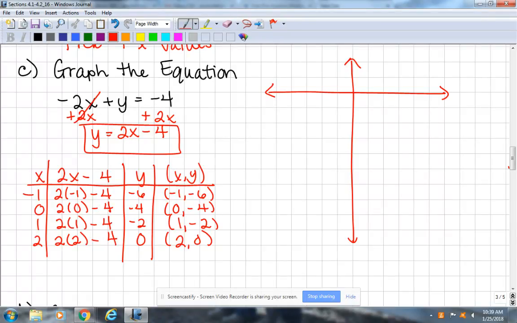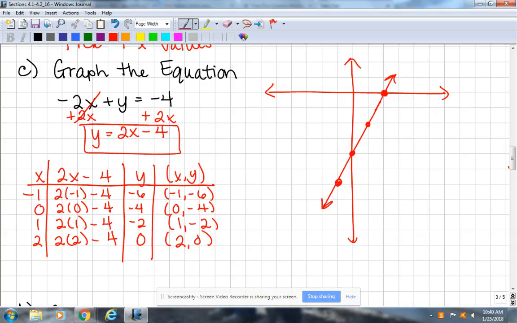So left 1 down 6. 0, -4. 1 down 2. And right 2, stay on the x-axis. Arrows. Did it ask for the range? No. So if it didn't ask for the range, I'm just going to stop after I make my graph. Any questions? Is that pretty easy?